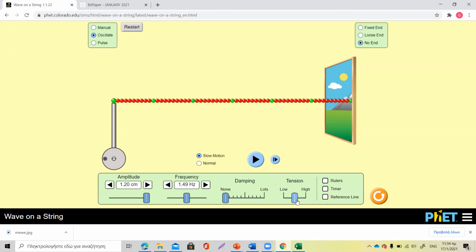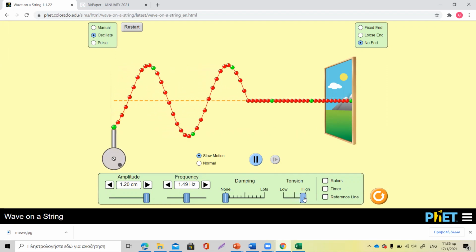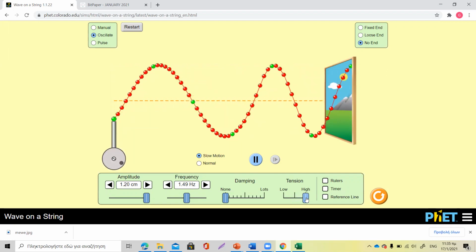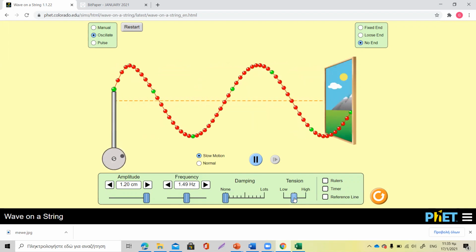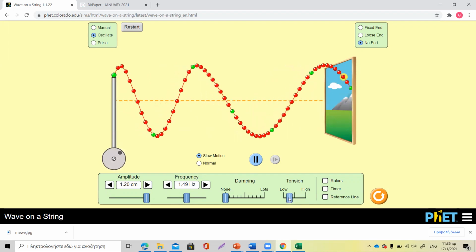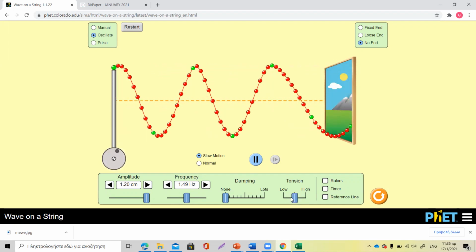Since now we have another factor that remains constant, let's say that we keep the frequency constant, then the speed and the wavelength must be directly proportional. Let's try it. We keep the frequency close to 1.49 hertz. The wave goes like this. And now let's say that we increase the tension. Since we increase the tension, you can see that the wavelength is increased. Watch it again. Decreasing the tension decreases the wavelength.